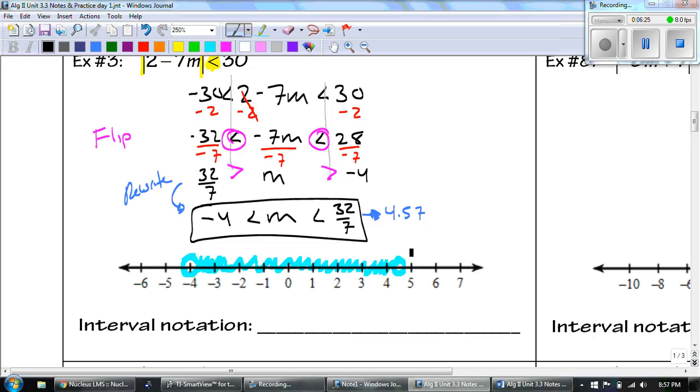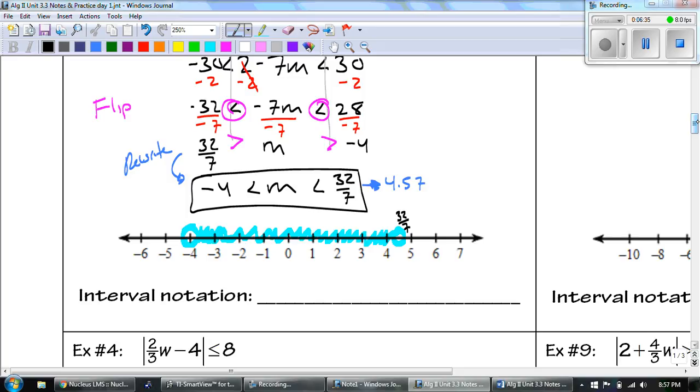Okay, now we could say that right there that is 32 over 7. So we know exactly where we tried to put that circle, the open point. Okay, so interval notation, our graph begins at -4, and then it ends at 32 over 7.